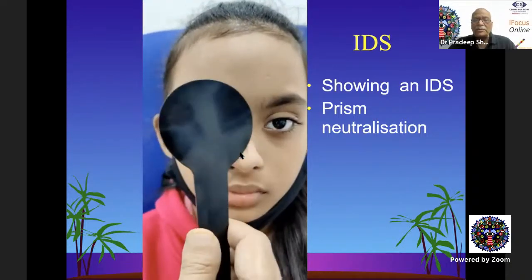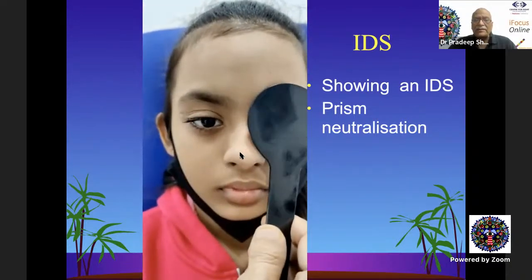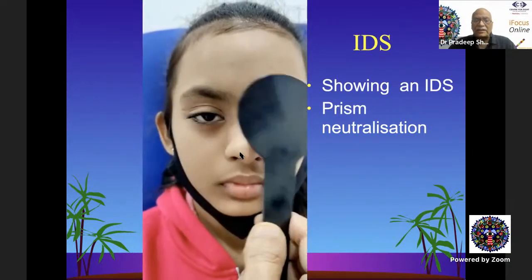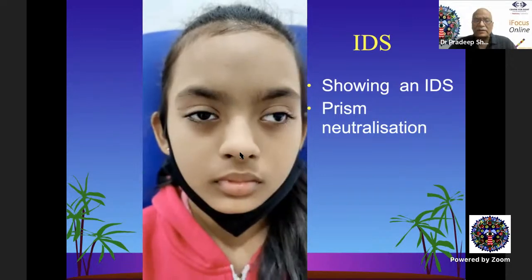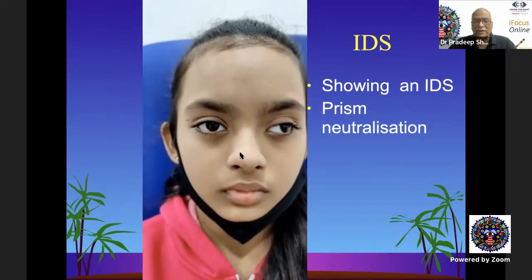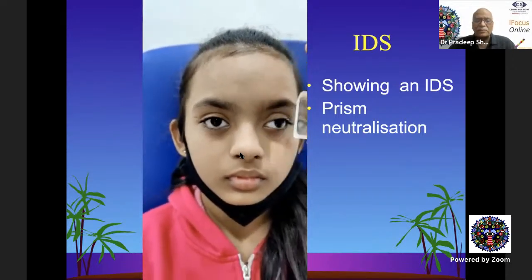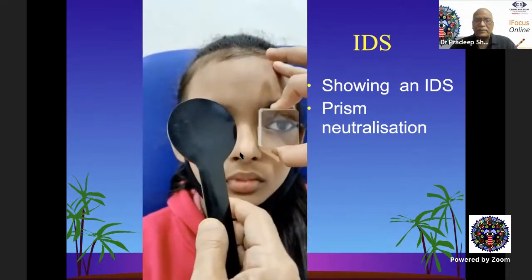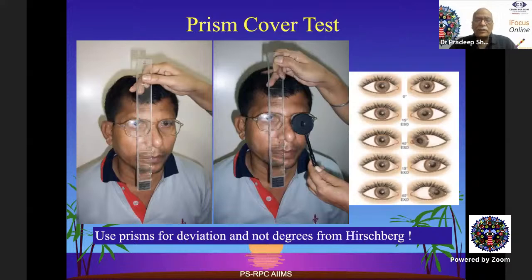Now you may use prisms to neutralize and see whether it is getting fully neutralized, and then you can do the test for finding out the deviation which is there. Now here, the second part, you just use prisms and then keep on doing the cover test. We'll talk about this more. You may use the prism bar cover test, which is better than Hirschberg's, which is shown on the right side.